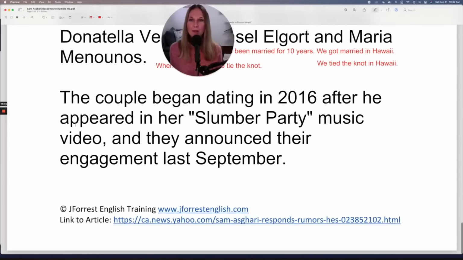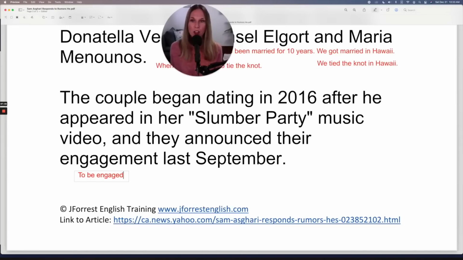Our final paragraph. The couple began dating in 2016 after he appeared in her Slumber Party music video, and they announced their engagement last September. So to be engaged. So engagement is a thing, it's the noun, but the verb is to be engaged. To be engaged. This is when you have an engagement ring, right? You are going to get married at a specific date in the future, but you are not married right now.